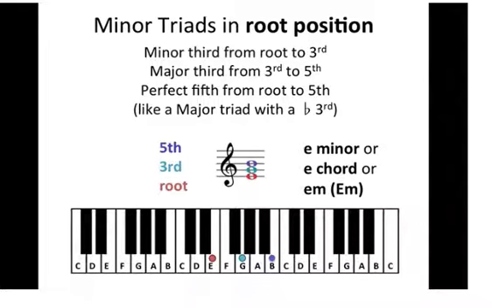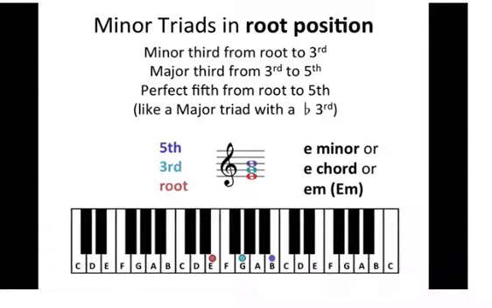Minor triads are constructed with a minor third from the root to the third, and a major third from the third to the fifth, and a perfect fifth from the root to the fifth. So it's kind of like a major triad with the third flatted. Minor triad, take that middle note, major triad.